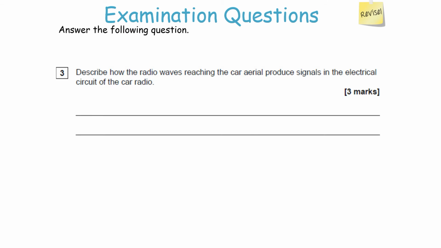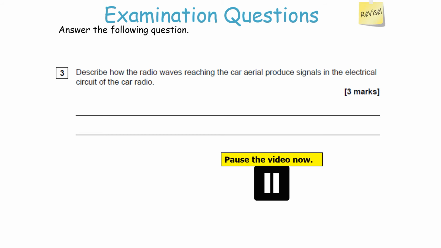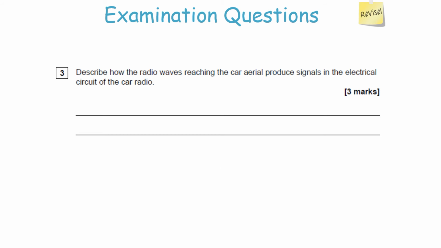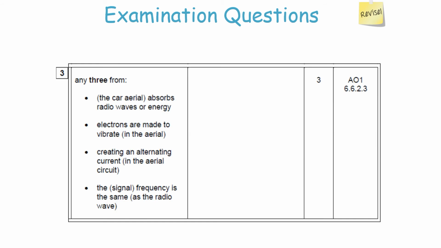Describe how radio waves reaching a car aerial produce signals in the electrical circuit of the car radio. Pause the video now and then unpause the video when you want to go through the answer. Right, so you've got to understand how a car aerial works. So a car aerial works as the aerial absorbs radio waves. This causes the electrons in the aerial to vibrate. Now when the electrons in the aerial vibrate, they're moving backwards and forwards, oscillating, which is just an alternating current. So this vibration of electrons is an alternating current, and therefore the signal produced in the car aerial is at the same frequency as the radio wave.